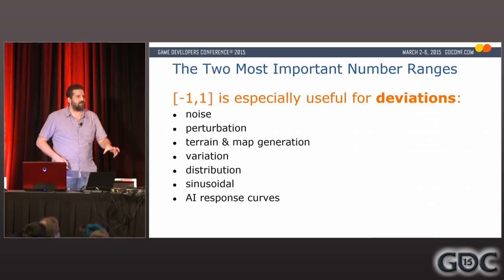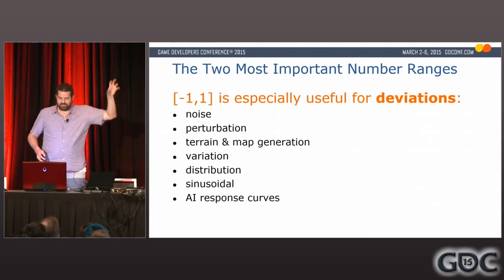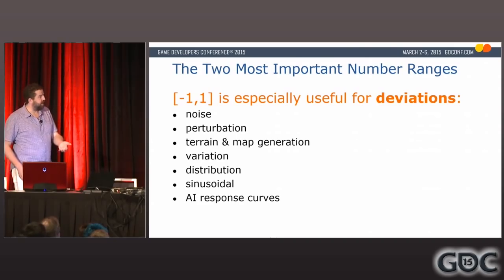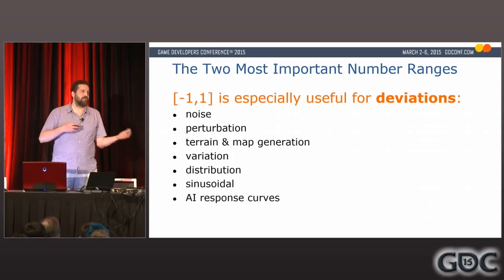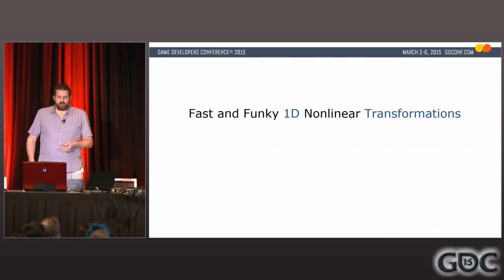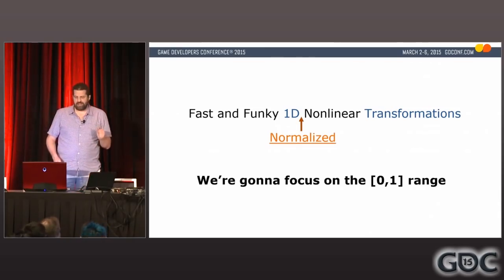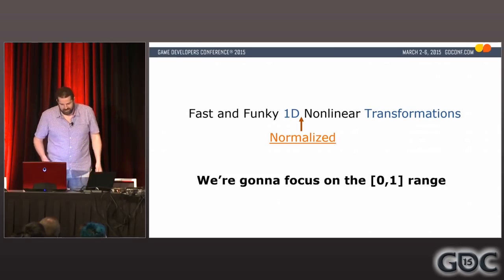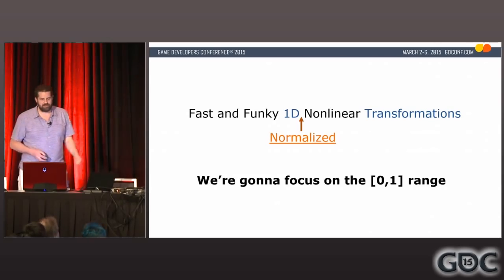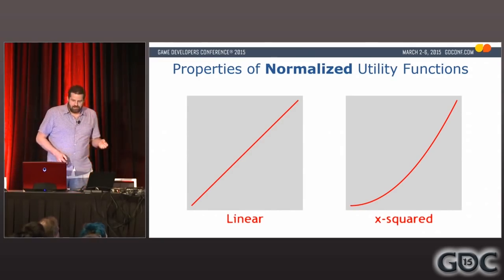And then, of course, anything sinusoidal, whether it's going to be pulsing or fluctuating or just kind of hovering like that. And then also AI response curves tend to use this as well, where we have both a positive or a negative reaction to something, like a disposition towards another actor. But today we're going to focus on 0 to 1. So I should have called this fast and funky 1D normalized nonlinear transformations, functions that are in the 0 to 1 range. So when I say normalized, I mean a couple things.